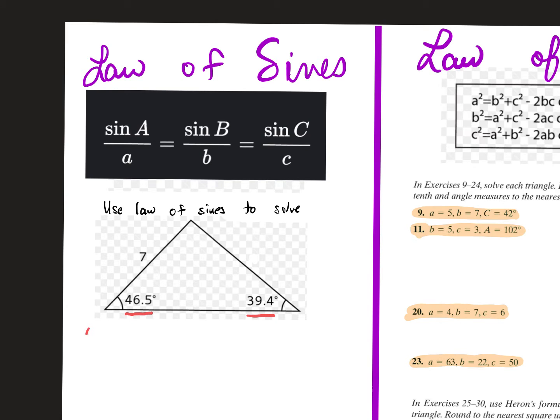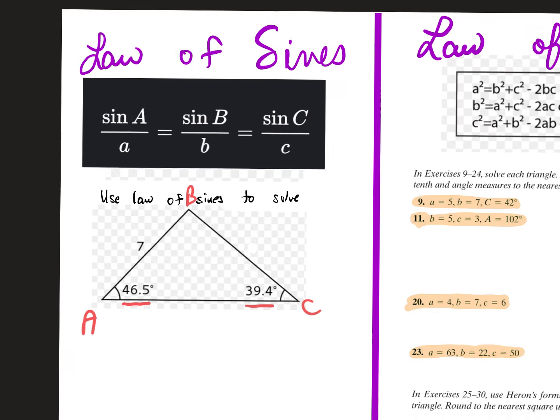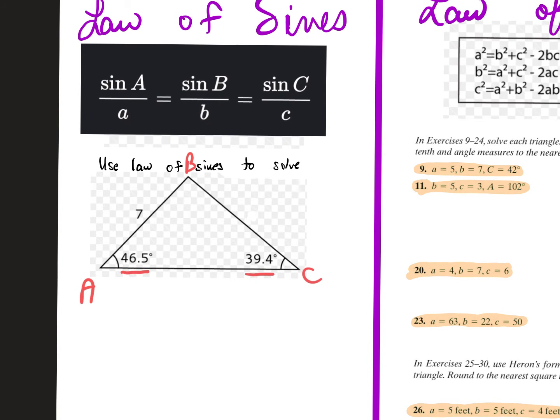So in this first question, we don't have any letters, so I'm going to go ahead and assign some letters here. What am I missing? What am I looking for here? Angle B. I'm looking for angle B. Okay, so I have to find angle B. What else do I have to find? I have to find side A, so little a, and little b.